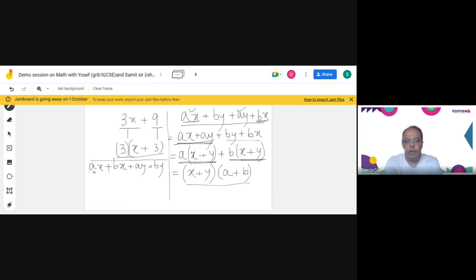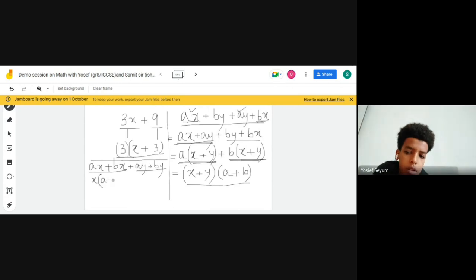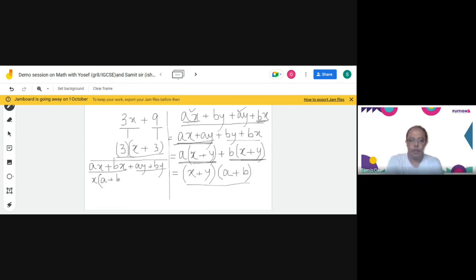After grouping these particular terms and those particular terms, what is common between these two? x. So let us take x out of the bracket. What are you left out with? a plus b. Very good. Then we take from the next group. What is common in this group? y. And what are we left out with? a plus b.